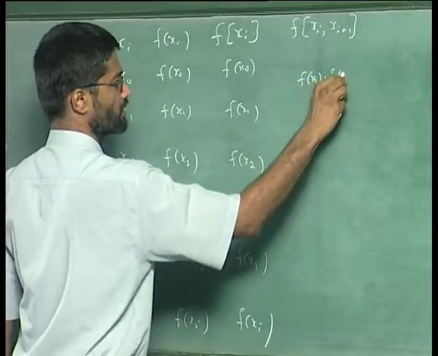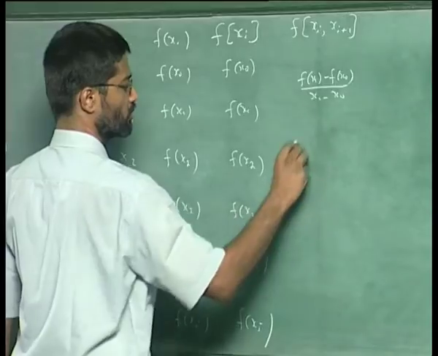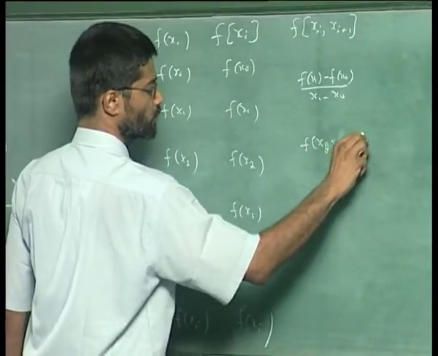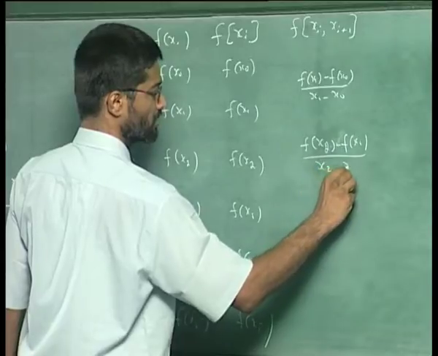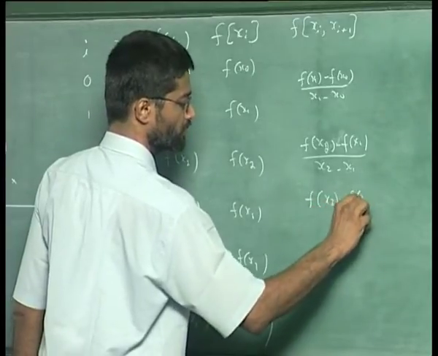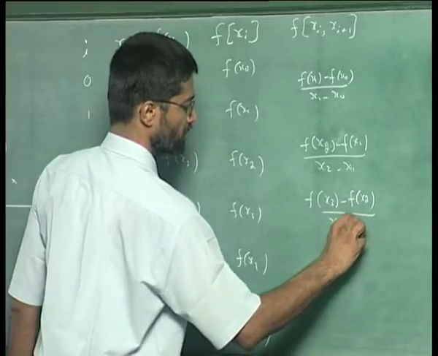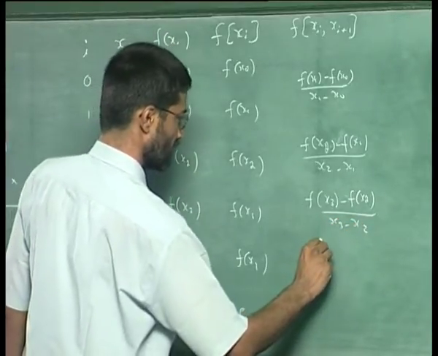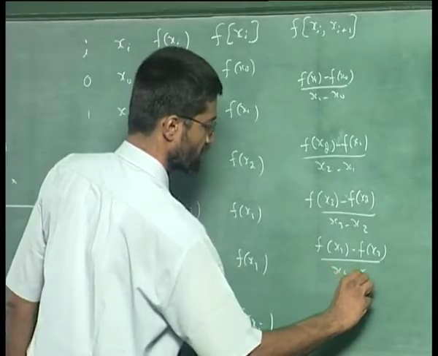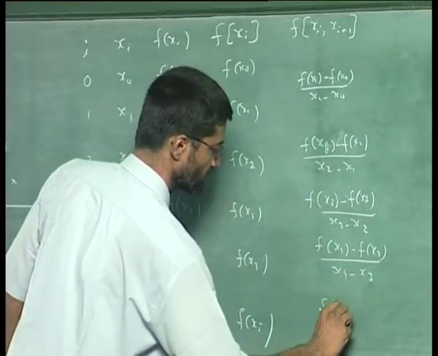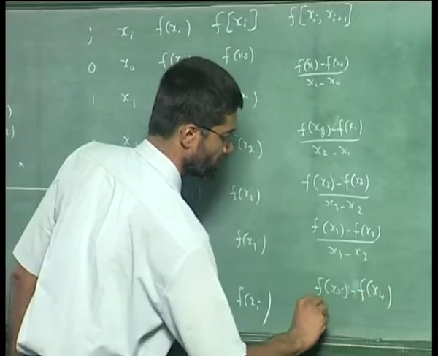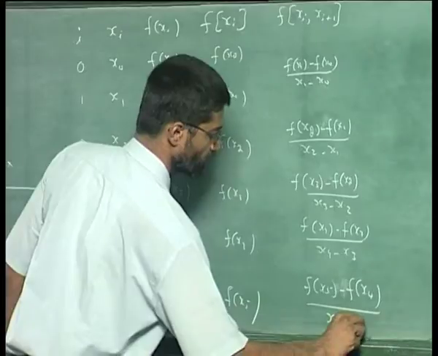f of x1 minus f of x0 divided by x1 minus x0, and f of x2 minus f of x1 divided by x2 minus x1, and f of x3 minus f of x2 divided by x3 minus x2, and we had f of x4 minus f of x3 divided by x4 minus x3, and the last term would be f of x5 minus f of x4 divided by x5 minus x4. So, we could construct that.